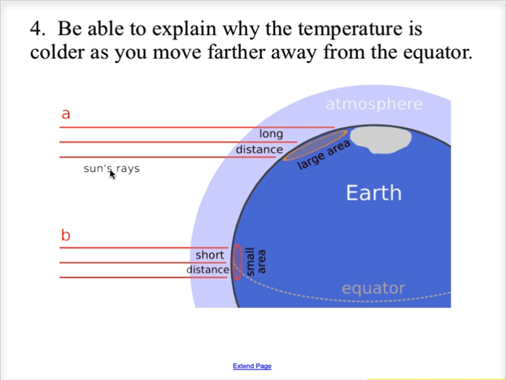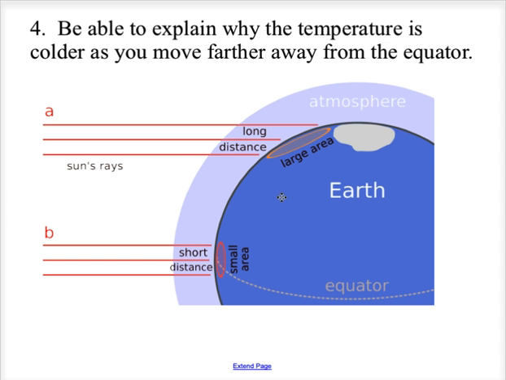Now, number 4 on the review sheet, be able to explain why the temperature is colder as you move farther away from the equator. And this diagram does a nice job of that. Remember, we did an experiment. Let me move that back.